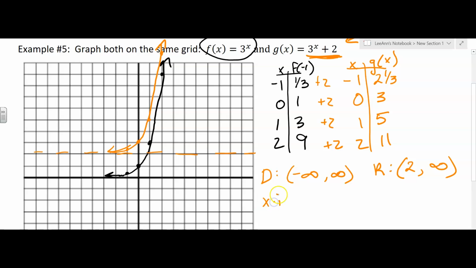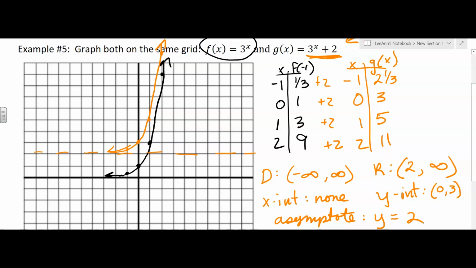X-intercepts, there aren't any. Y-intercept, well, that looks like it's at 0, 3. And then the asymptote, it's going to be a horizontal line, but it's going to be y equals 2. Okay, so some of the characteristics changed a little bit because of that vertical shift.